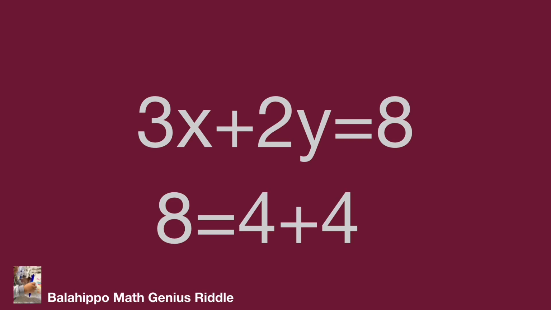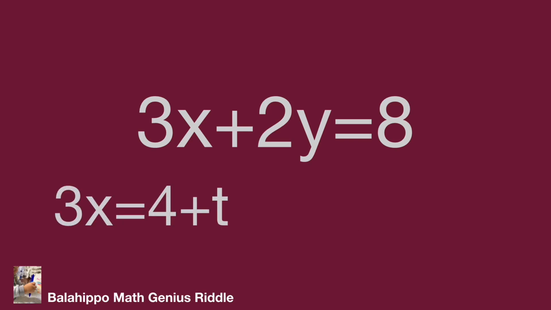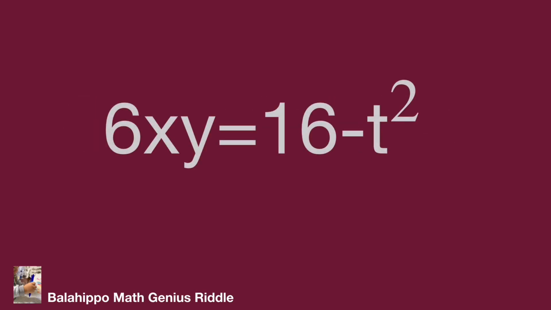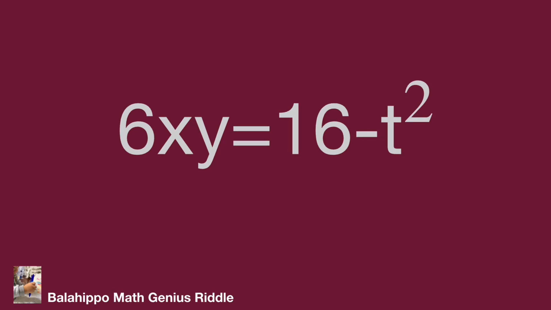Then rewrite 3x equals 4 plus t and 2y equals 4 minus t. Now add them, and you still get 8. Multiply both equations. 3x times 2y becomes 6xy equals (4 plus t) times (4 minus t). The right side of the equation is a difference of squares, 16 minus t squared. Clean, symmetric, powerful.